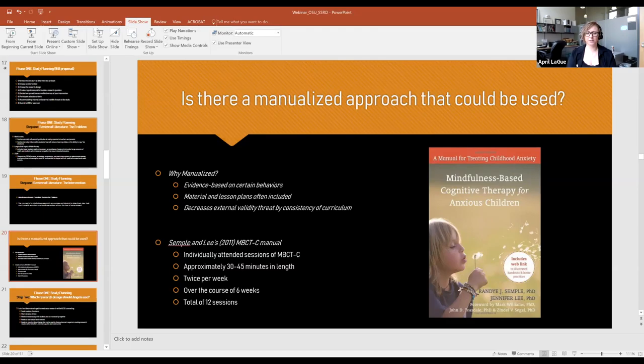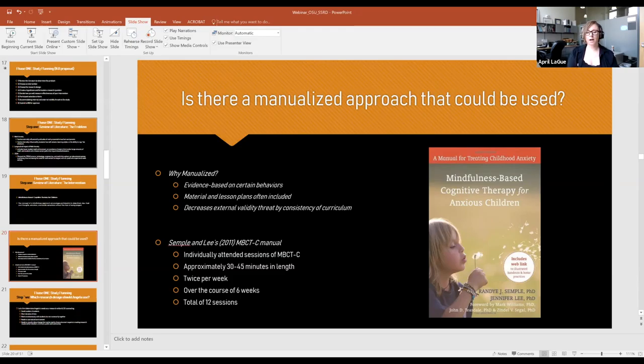Oftentimes in manualized approaches, the materials are included. So she saw this manual. She said, okay, I can do this. All the directions are here. It's a manualized approach. Over the course of 6 weeks, twice per week, as a counselor, I can schedule this time in. Okay, I think I can do this.